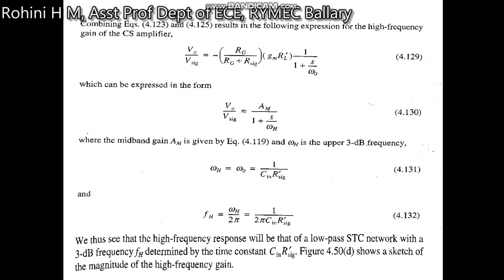Next, we are interested in finding the ratio V out by V signal. V out is the output we obtain, and V signal is the input that we supplied. It is minus RG divided by RG plus R signal into GM RL dash divided by 1 plus S divided by omega naught. How did we obtain this expression? Just by combining these two expressions.